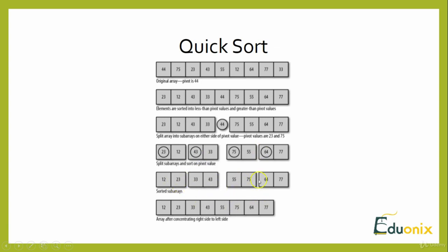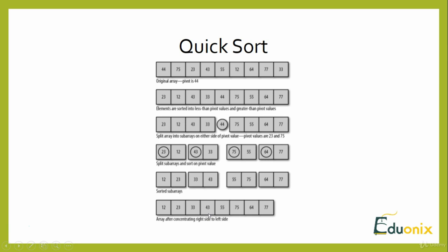We'll have 4 groups over here because we have 8 elements. So it will sort 12, 23, 33, 43, 55, 75, 64, 77. So I will combine all the 4 sublists or the sub arrays together. So after concatenating the right side to the left side, we'll get the sorted list as 12, then 23, then 33, then 43, then 55, 75, 64 and 77. So this is how Quicksort works.